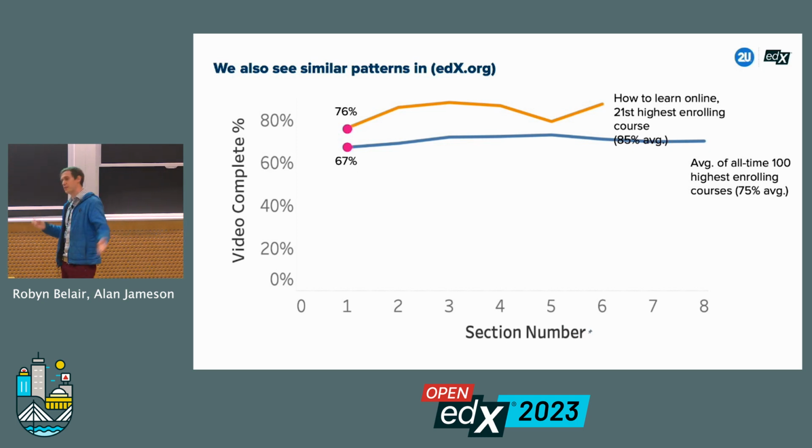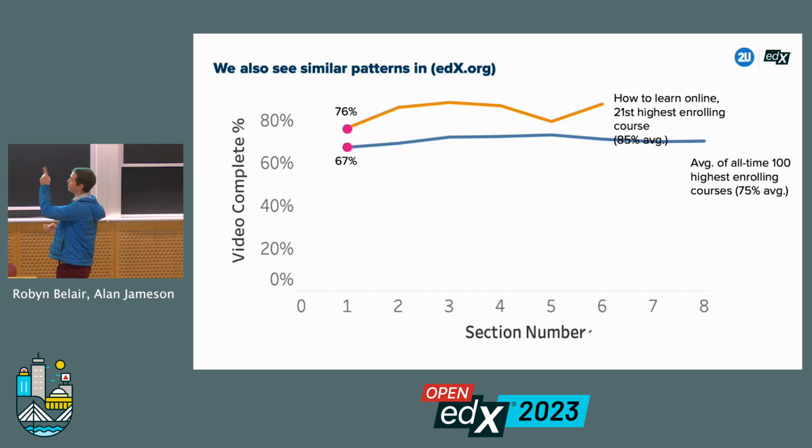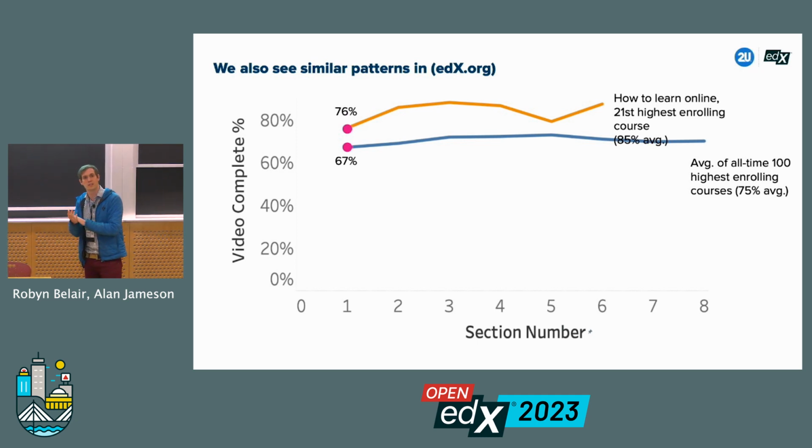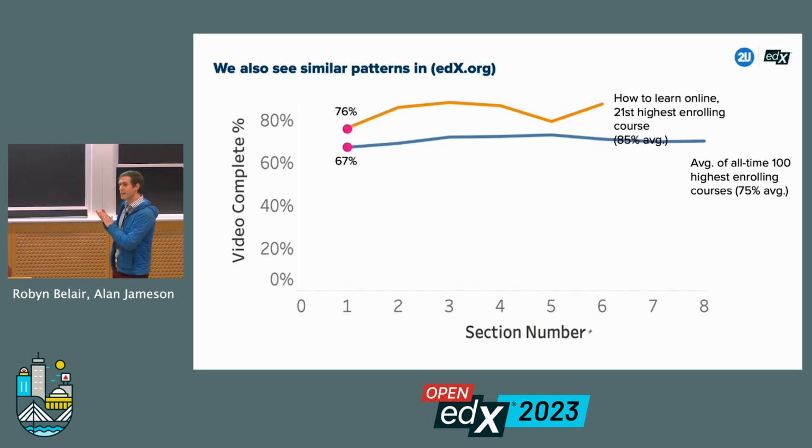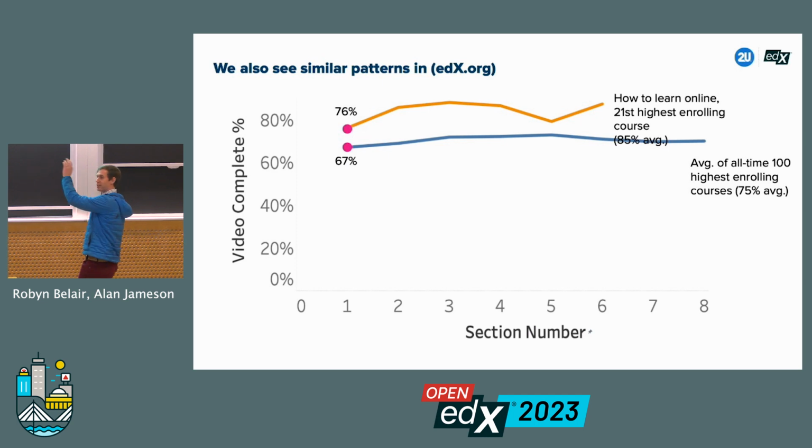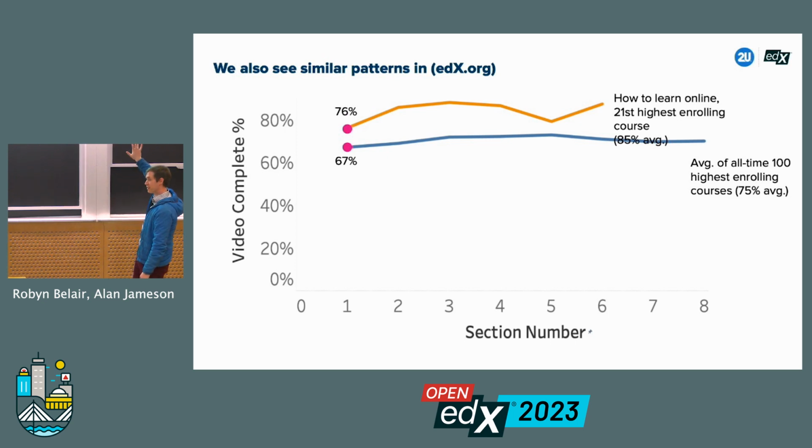So we switched the metric. This isn't click rates anymore. This is now video complete rate. And this is the same calculation. I know edX Insights hasn't gotten a great reputation so far this weekend. But this is that calculation that you see on video complete rate if you're familiar with it. And I've broken it out, kind of the average of the all-time highest enrolling courses on edX.org.